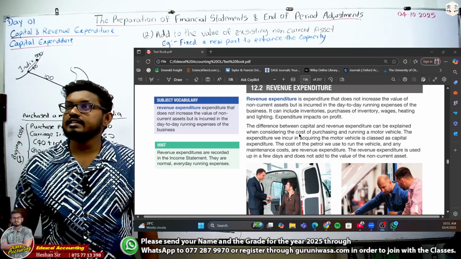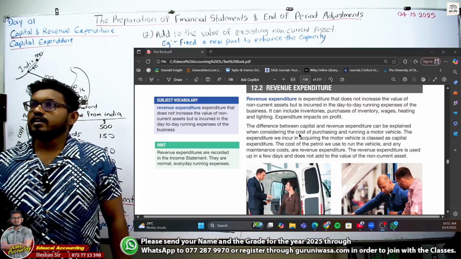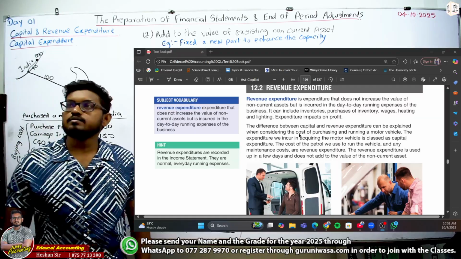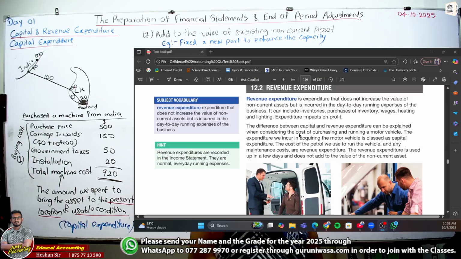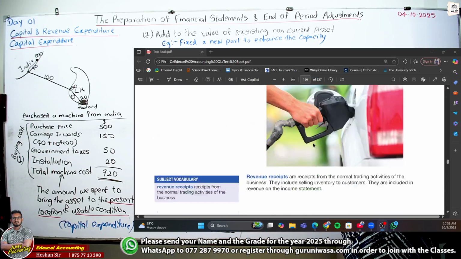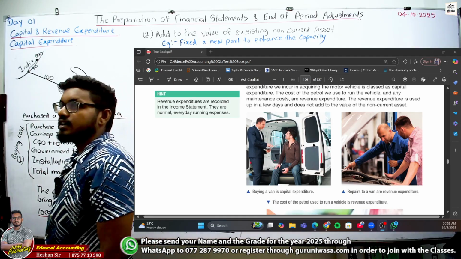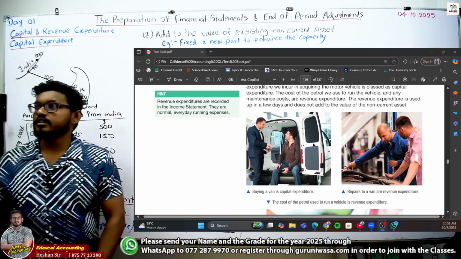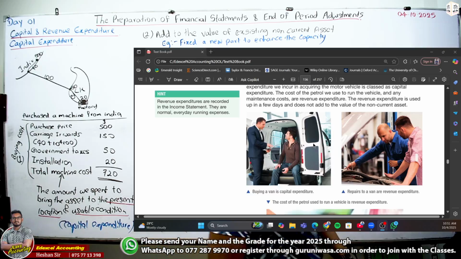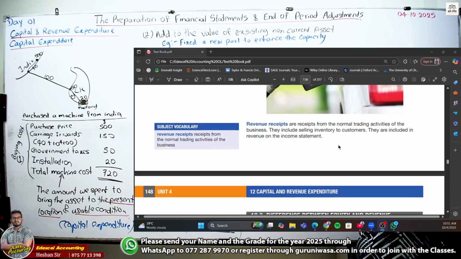But is incurred in the day-to-day running expenses of the business. Revenue expenditures are recorded in the income statement, which means the P&L. They are normally running expenses. You can see buying a van is a capital expenditure. Repairing a van is a revenue expenditure, right? Then after that, fuel is also revenue expenditure.